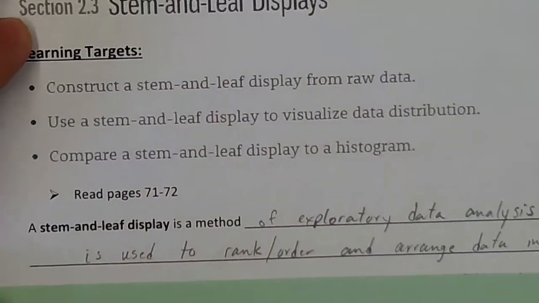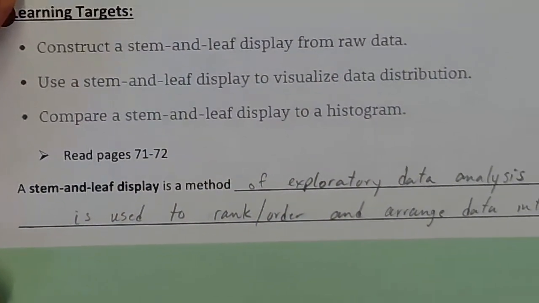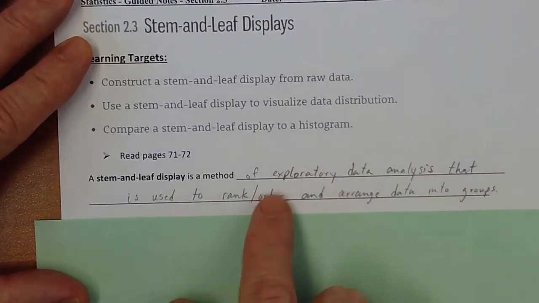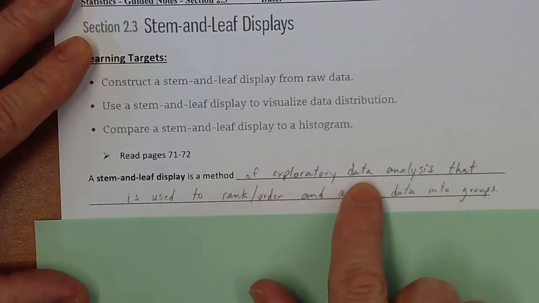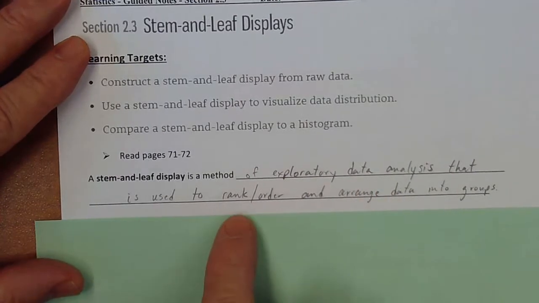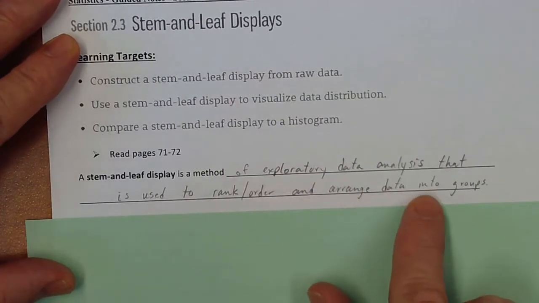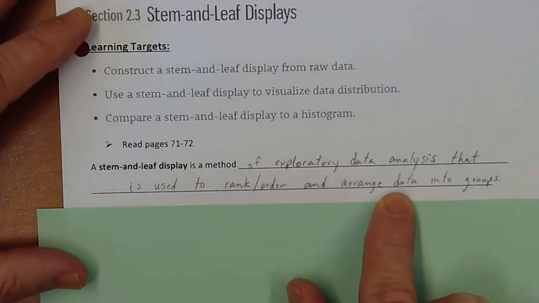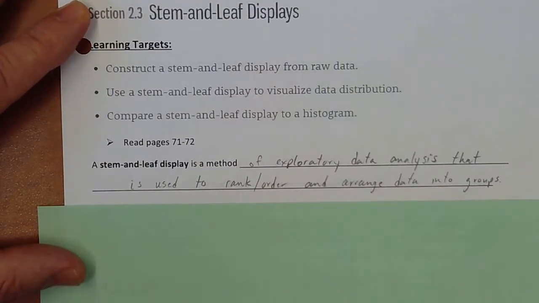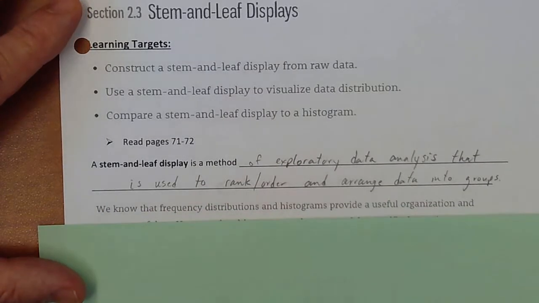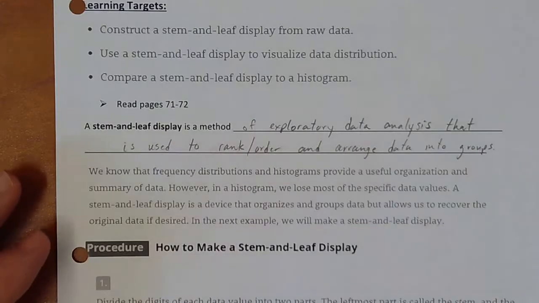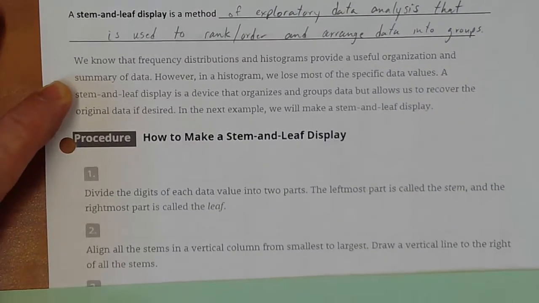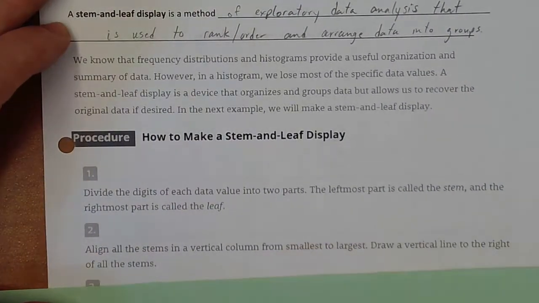Okay, if you didn't find the definition yet, here you go. Go ahead and write this down. Stem and leaf display is a method of exploratory data analysis that is used to rank, order, and arrange data into groups. More specifically, it's quantitative data. I probably should have put that in there, but there you go. All right, the procedures down here will serve as your success criteria for making stem and leaf displays.